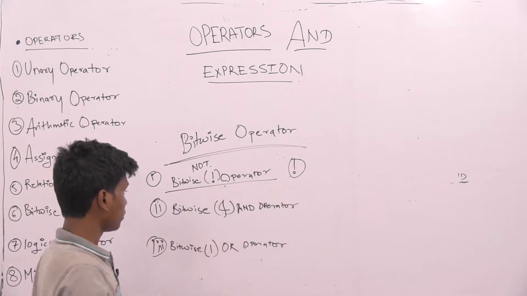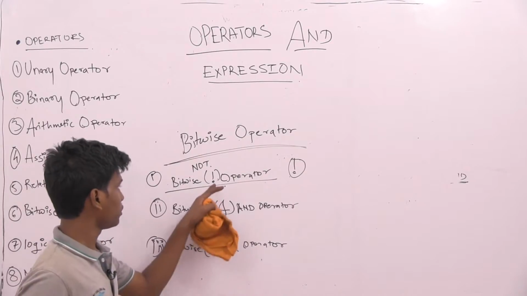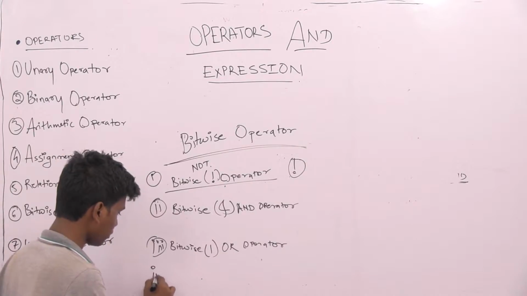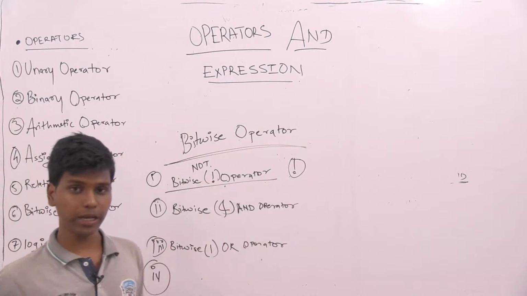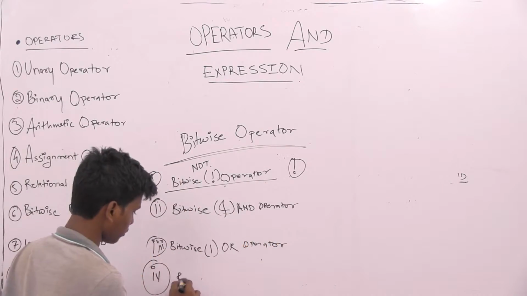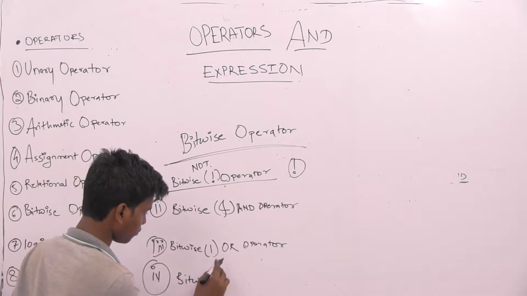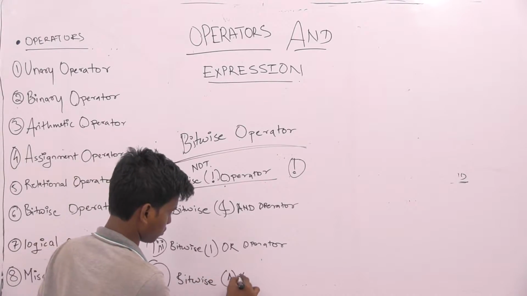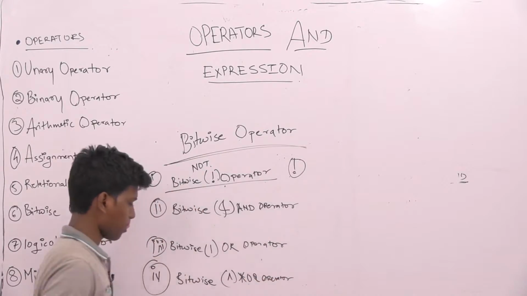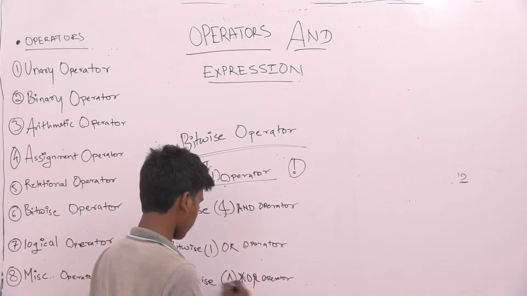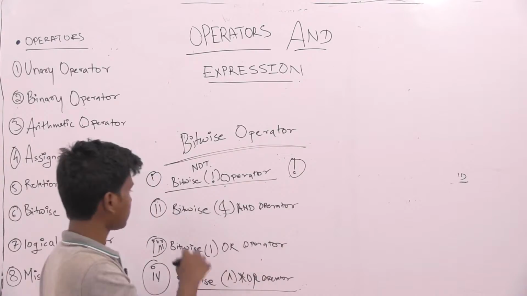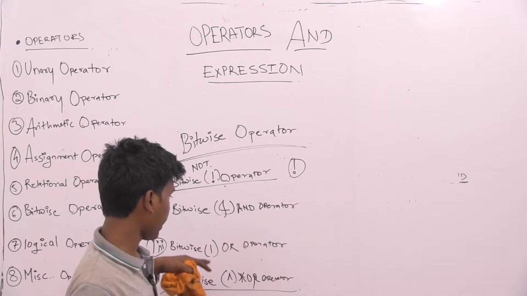So bitwise not operator, bitwise and operator. And there are four types of bitwise operators used here. The fourth type of operator is the bitwise XOR operator. So let's study about the bitwise not operator and operator.